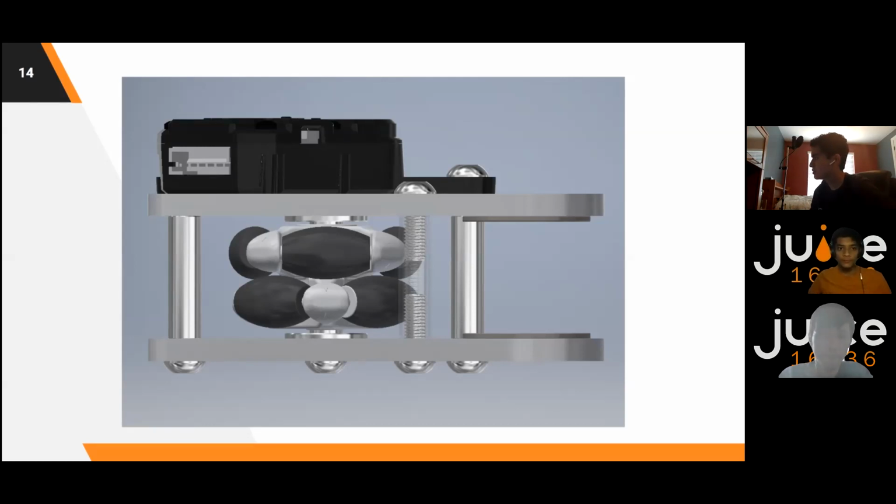Then the next question is, what's the best type of wheel during the Skystone season? Pranay can address that. So it really depends on your other mechanisms, like whether you had a reverse 4-bar lift or some other design. It really depends on the rest of the design of your robot.